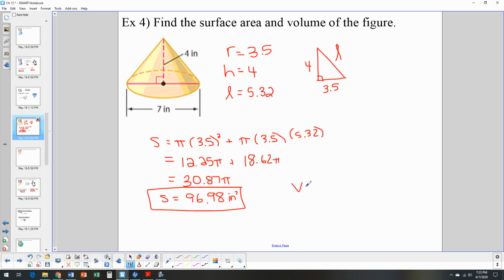All right, our volume is pi r squared times the real height, regular height, all over 3. So I'm going to do 3.5 squared, multiply that by 4, we get 49 pi over 3. That's probably as exact as we're going to get, because otherwise it's a repeating decimal. So now when I get my approximate answer, it's about 51.31 inches cubed.